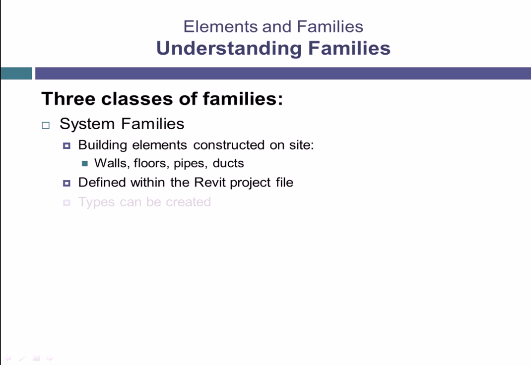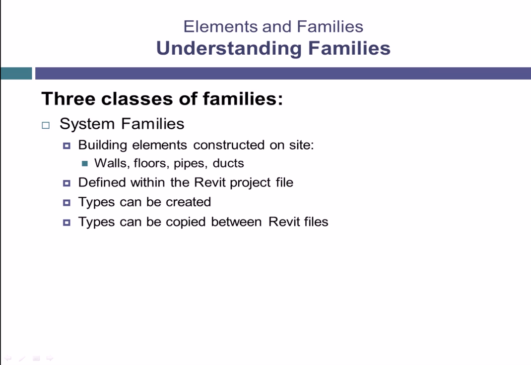However, you can create multiple family types in a system family. These types are relatively easy to create and can be copied to other project files. For example, if you create a custom wall, that family type will only exist in the Revit project file in which it was created. But you can easily create a project template or transfer the wall type to another project.